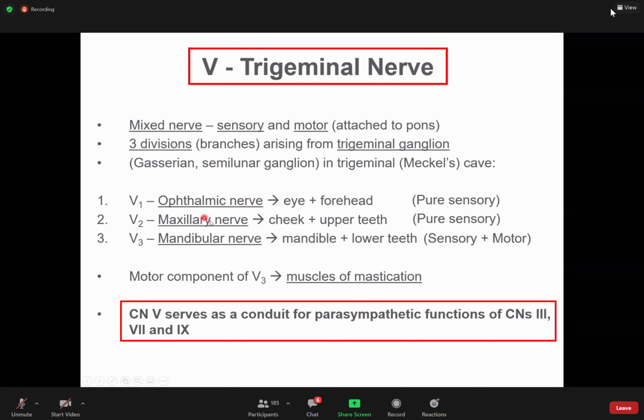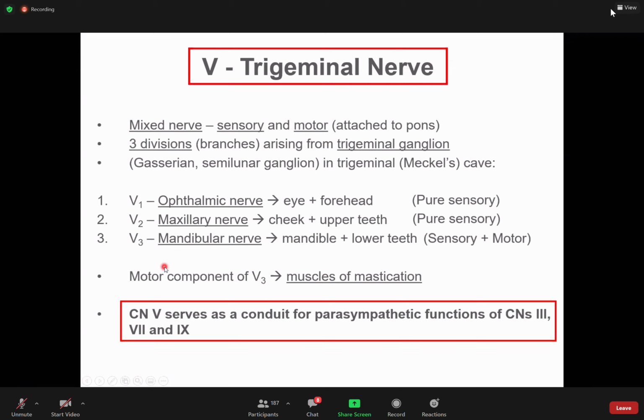V2 is also purely sensory. It is called the maxillary nerve. It supplies the cheek and the upper teeth. So all your upper teeth, the cheek area and the nose area are supplied by the maxillary division of the trigeminal, which is also purely sensory. The mandibular nerve has a motor component attached to it. So it's V3. It supplies the skin over the mandible and the lower teeth, and it has a motor component which supplies the muscles of mastication.